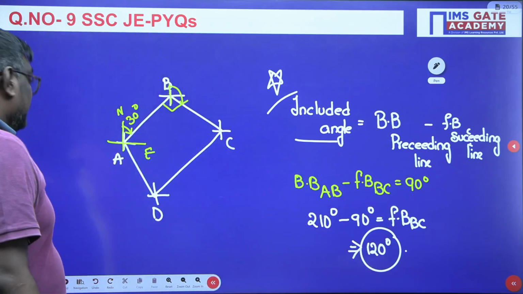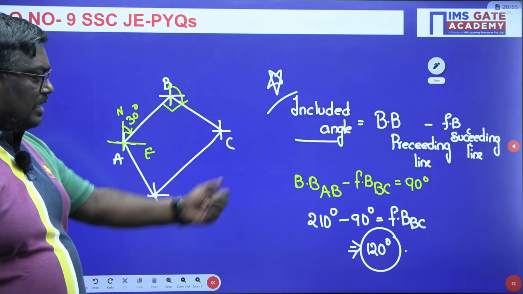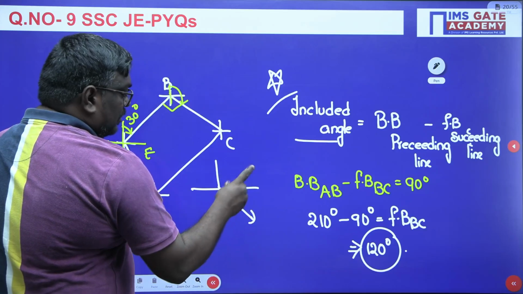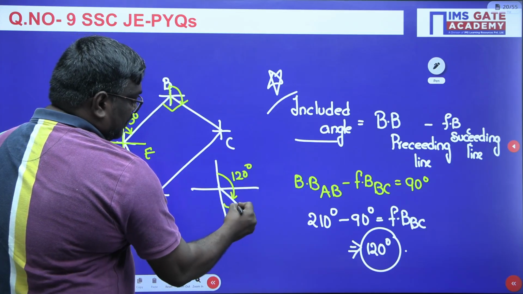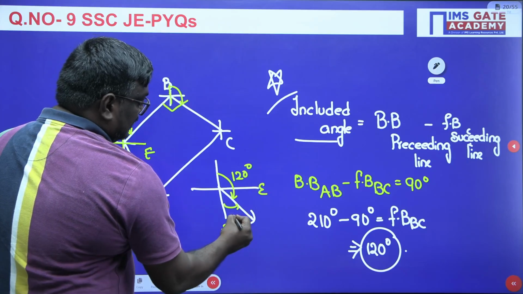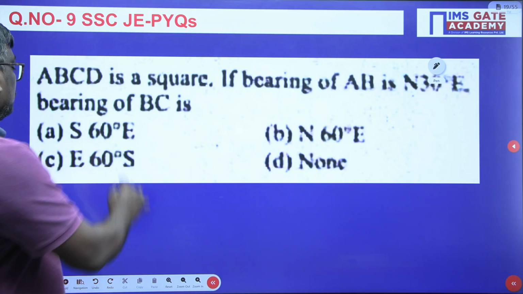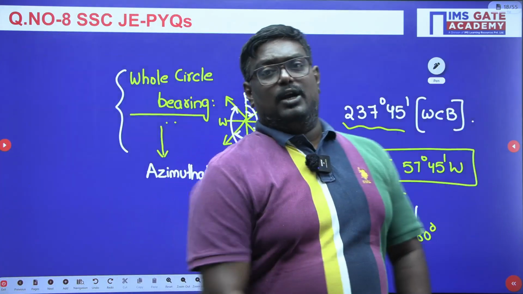So here, what will be the answer, sir? They have not given it in the things, so it is 120 degrees. So 120 degrees will be equal to, they have given the answer in reduced bearing. So this is 120, so this will be equal to southeast 60 degrees. So the answer is south 60 degrees east. So option A is the right answer. I hope you are clear.